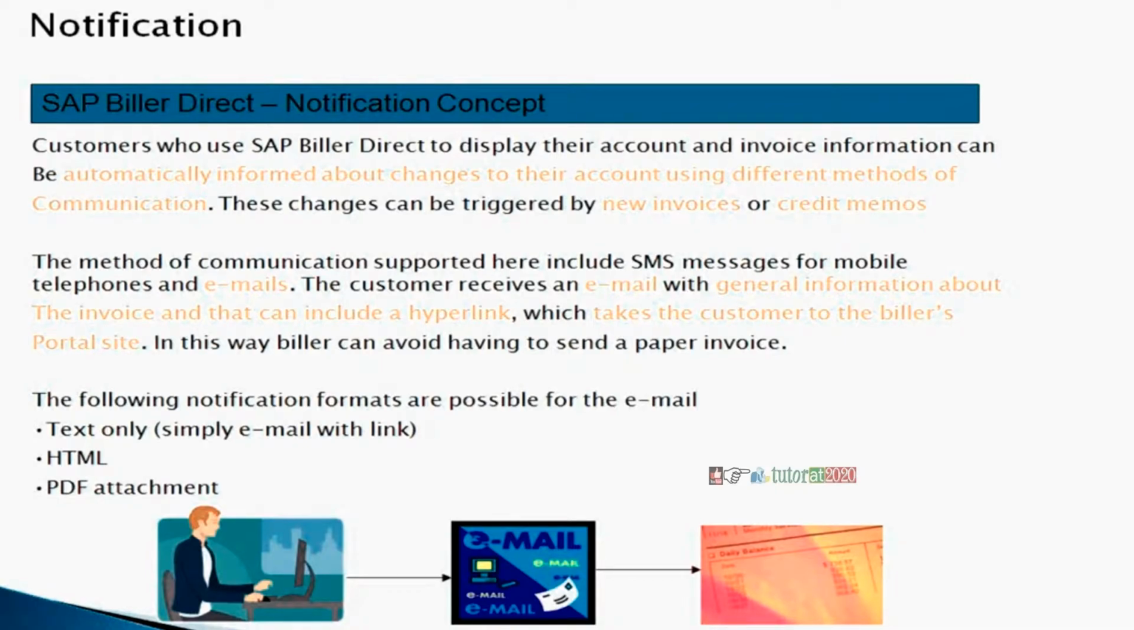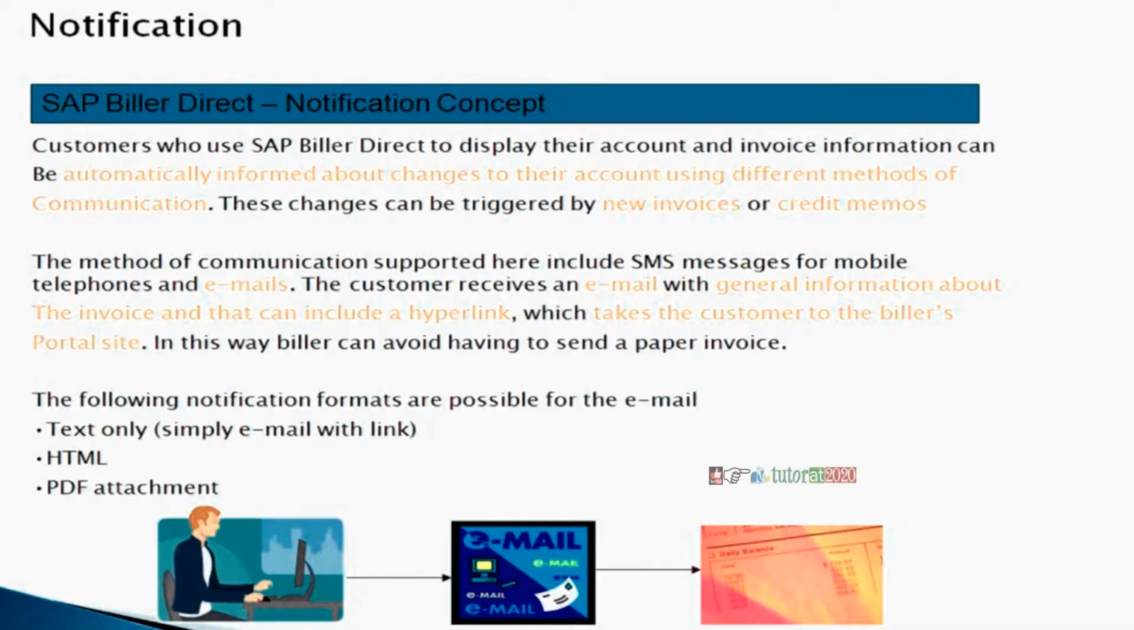The customer receives an email with general information about the invoice that can include a hyperlink, which takes the customer to the biller's portal site. In this way, the biller can avoid having to send a paper invoice. That is what we are talking about, the very initial day of FSCM: you can save cost by not sending a paper invoice to customers.